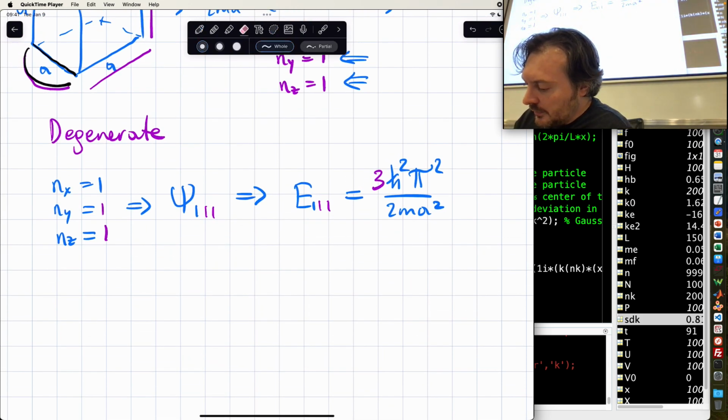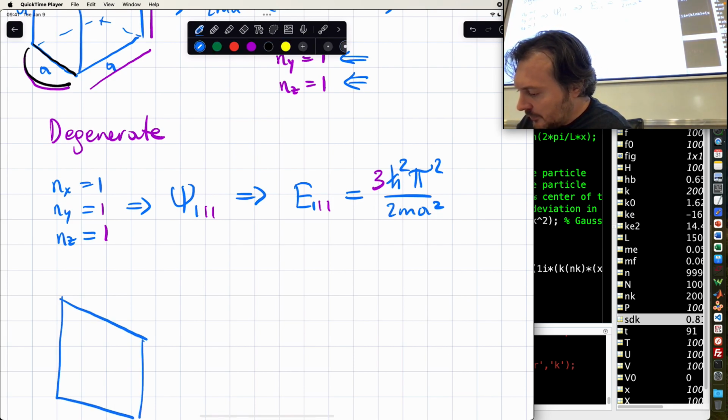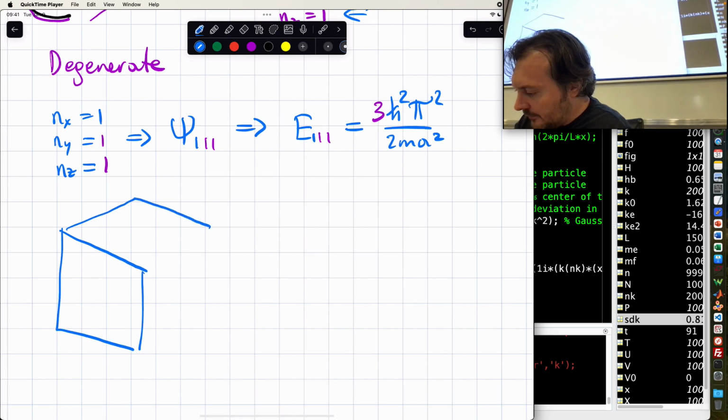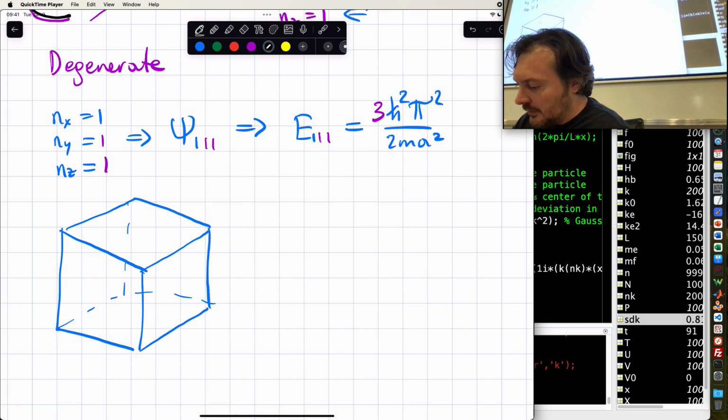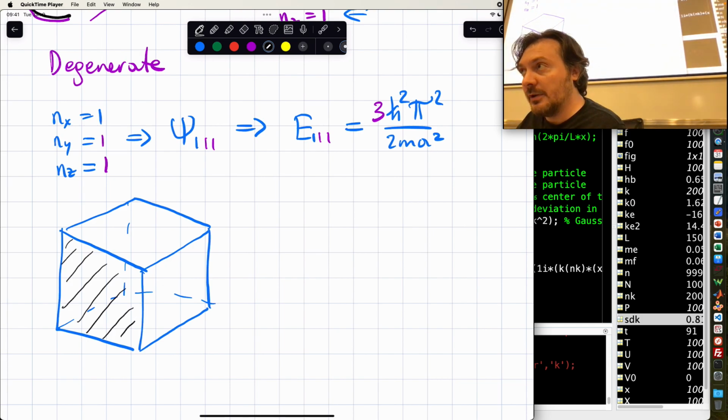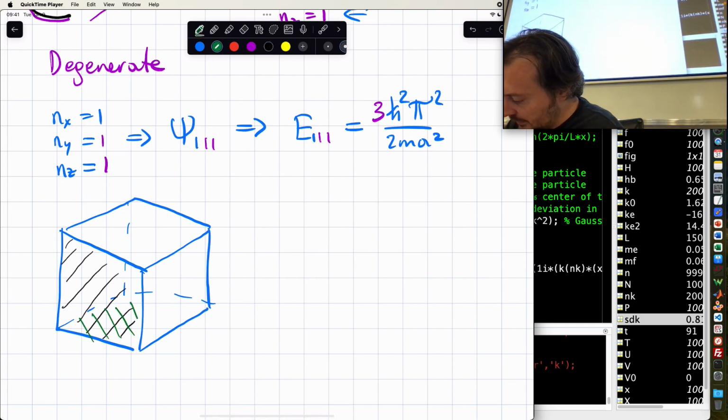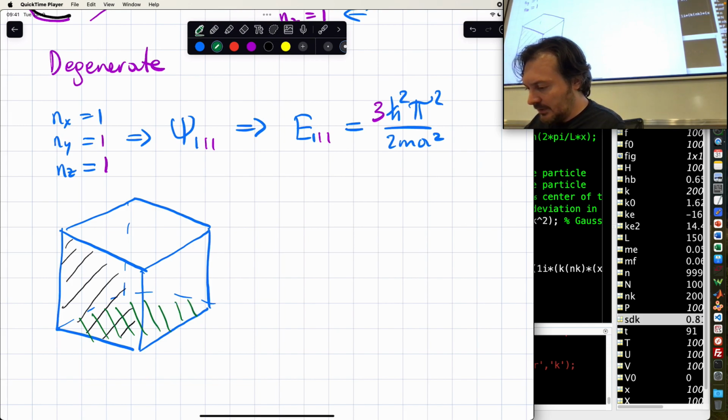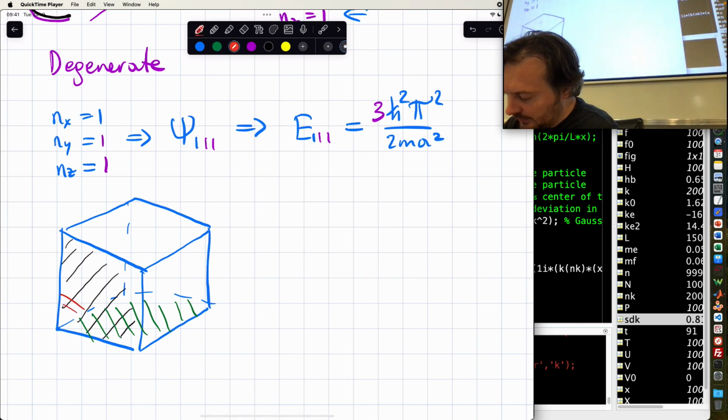So what you want to have is you want to have the wave function go to 0 at each boundary. So it has to be 0 over here at that boundary. It has to be 0 over here at that boundary. Okay? That's the z boundary. And it has to be 0 over here.